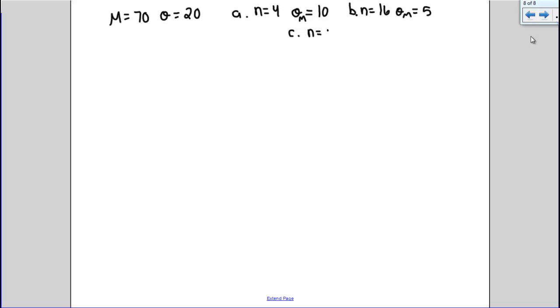So now let's go ahead and calculate our z-scores based on what we found before. And I'm just going to quickly jot down some information to remind me of what we were doing. So we had a population mean of 70, we had a standard deviation of 20, which in part A we had a sample size of 4, which resulted in a standard error of 10. In part B, we had a sample size of 16, which gave us a standard error of 5. And in part C, we had a sample size of 100, which gave us a standard error of 2.